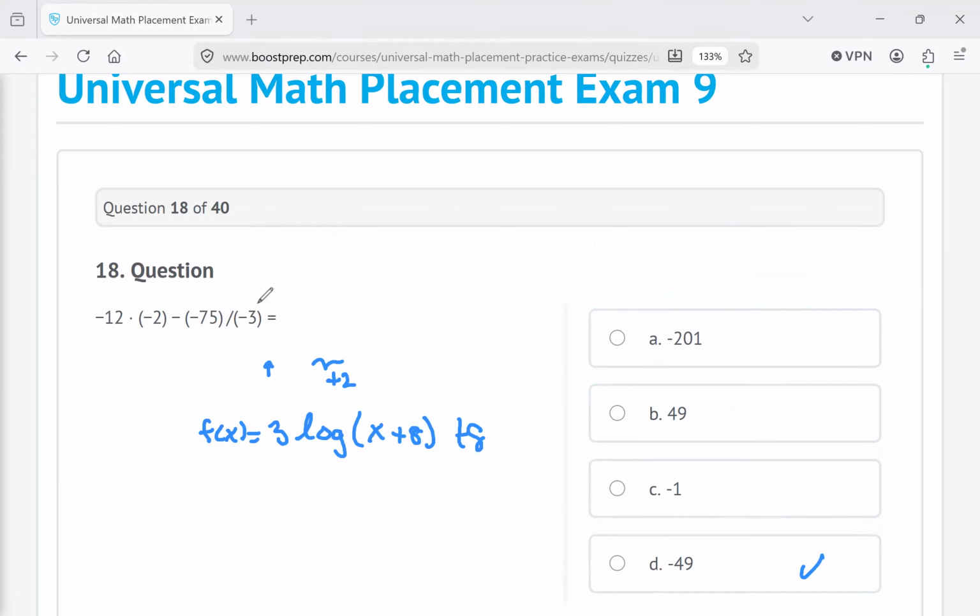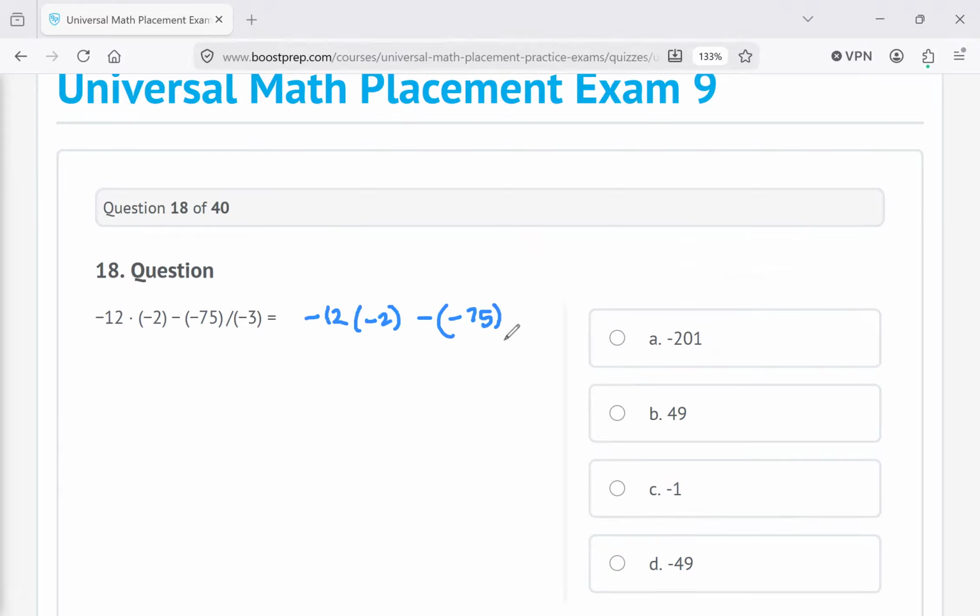Okay, 18. This is just a simple order of operations. See this slanted line? You can rewrite this as negative 12 times negative 2 minus, and so on. Like that. And you're going to do that PEMDAS thing. Do we have parentheses? Yes, but there's nothing more to do inside these two parentheses. Do we have an exponent? No. Do we have a multiplication? Yes. Negative 12 times negative 2 is positive 24.